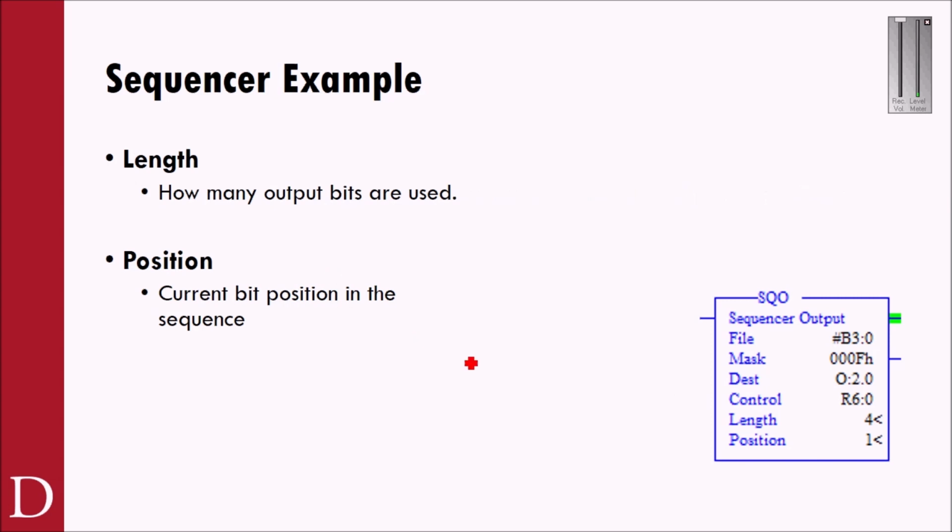The length is telling me how many bits you're actually going to use. And then the position is probably one of our more important ones, because we can actually actuate and look at the current bit position.